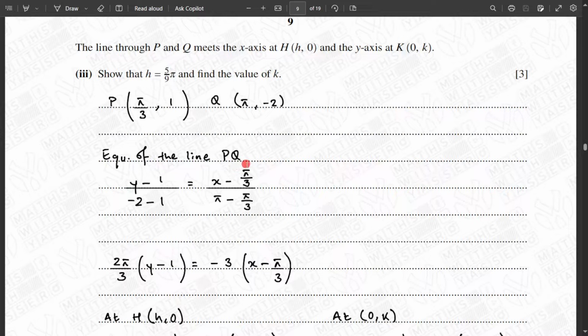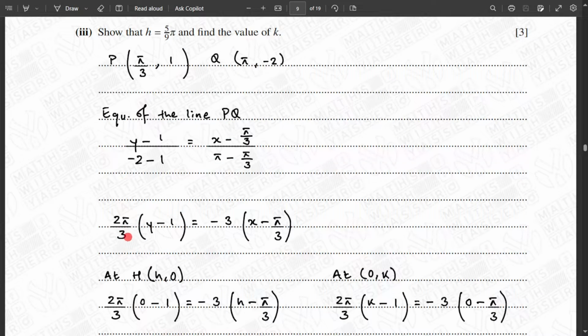Equation for the line PQ will be (y minus y1) over (y2 minus y1) equals (x minus x1) over (x2 minus x1). And this is the formula we use when we are provided with two coordinates. So with the help of this formula, we can form the equation of the line pretty easily. So simplifying it, we will get, this pi minus pi by 3 will give you 2 pi by 3. So 2 pi by 3 will get multiplied with my (y minus 1), and minus 2 minus 1 is minus 3. So minus 3 times (x minus pi by 3).